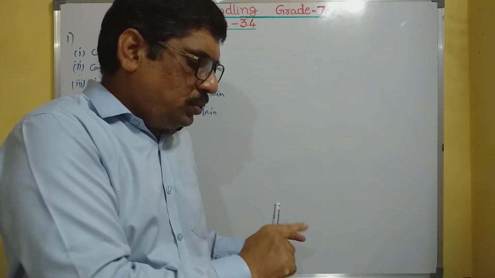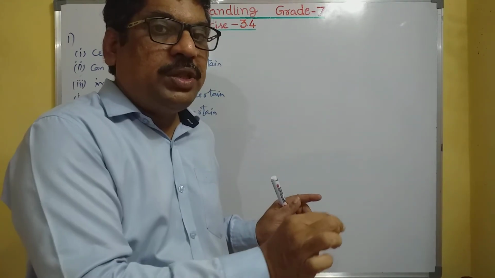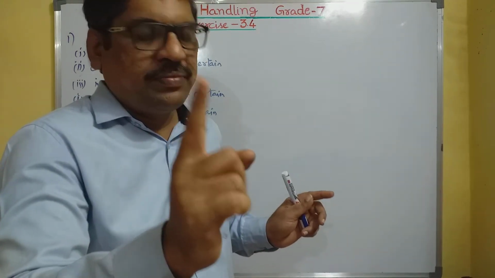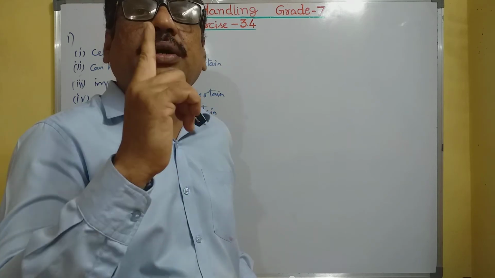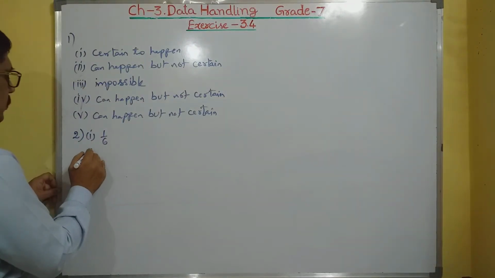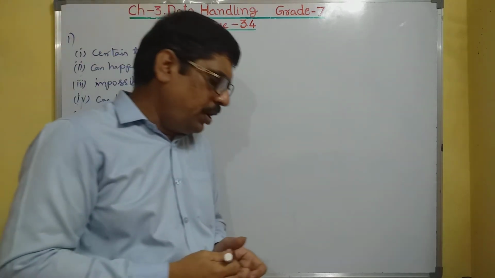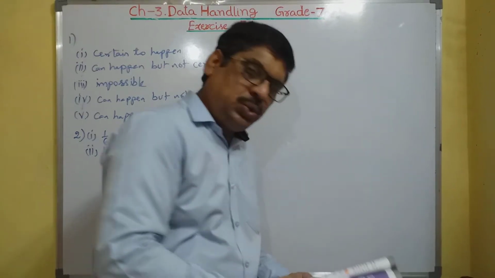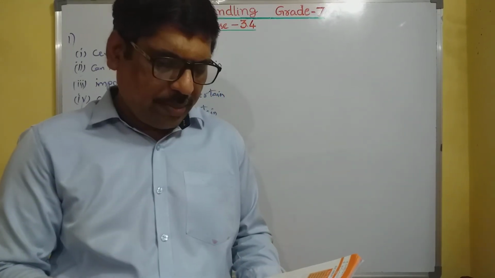Now, 1, 2, 3, 4, 5, 6. 6 marbles are there. How many marbles with the number 5? Only 1. So out of 6, you have only 1 marble with the number 5. So that is also 1 by 6. The answer for the next question is also 1 by 6. The probability of getting a marble with number 2 or a marble with number 5, both are 1 by 6.